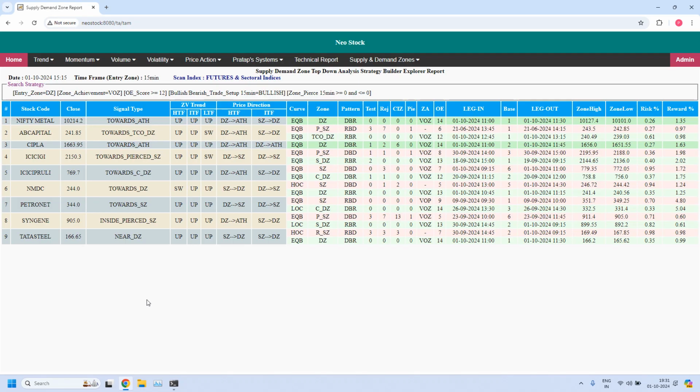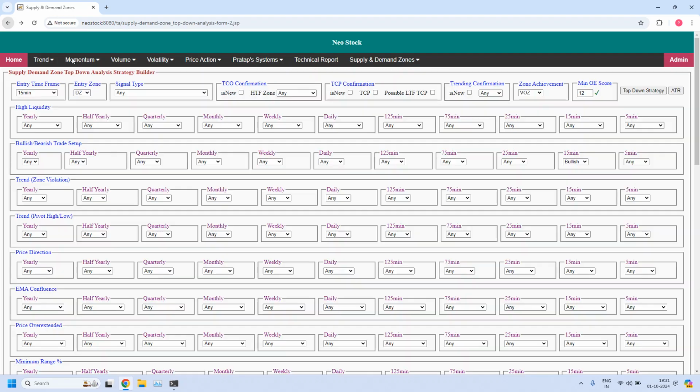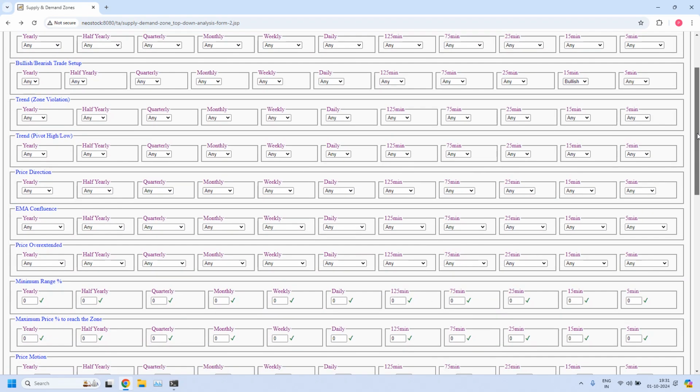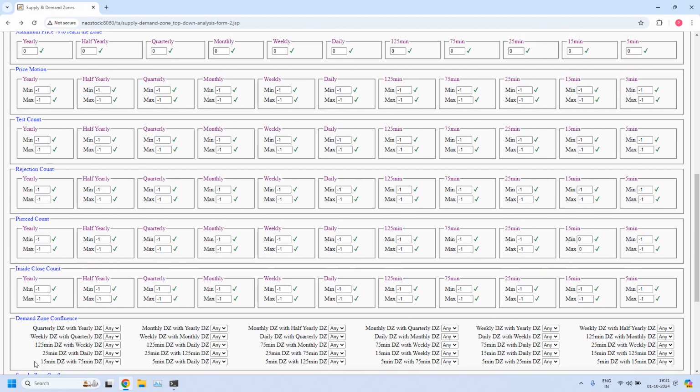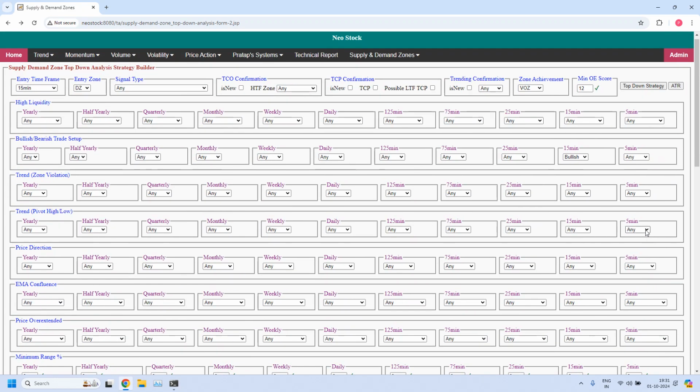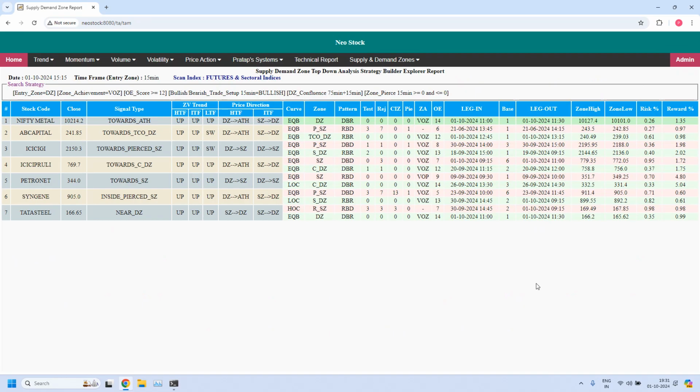Now let's verify how many of these stocks are having ITF confluence. That means 15 minutes demand zone with 75 minutes demand zone confluence. So I am enabling the filter 15 minutes demand zone with 75 minutes demand zone confluence. Now let's verify. So 7 stocks are having ITF confluence. That means the 15 minutes entry zone is part of the intermediate time frame zone, that is 75 minutes zone.